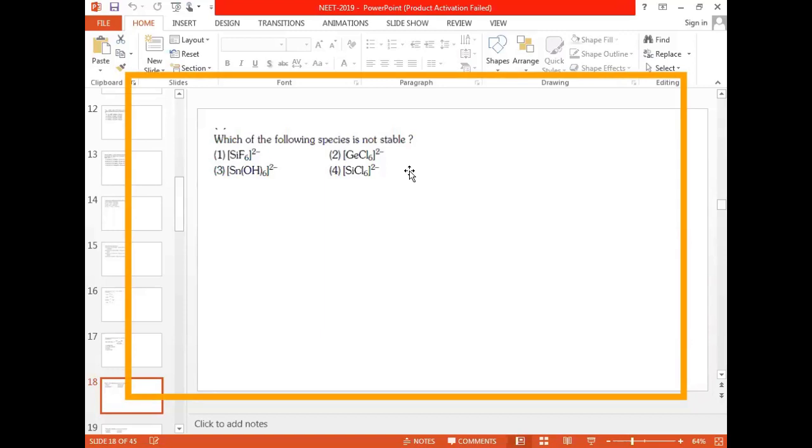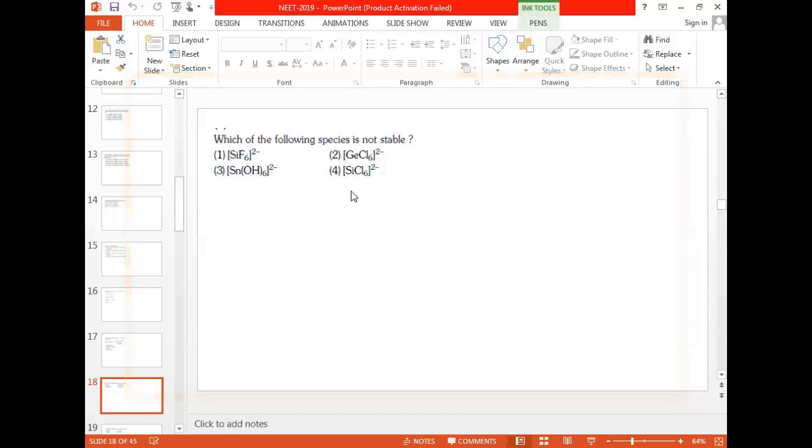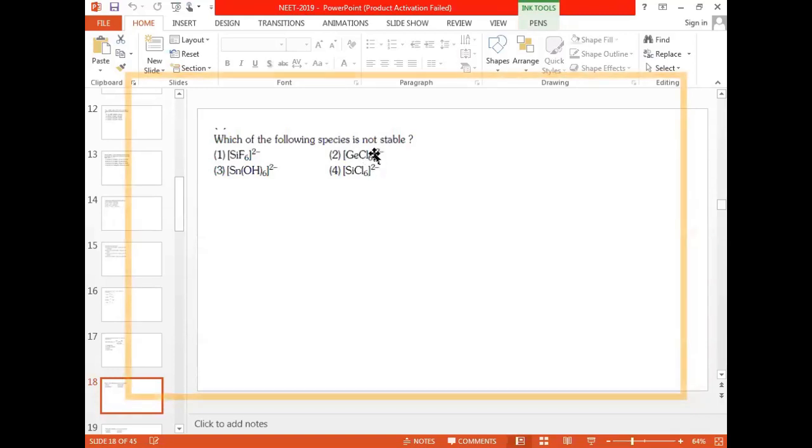Germanium, after silicon only germanium will come. After germanium, tin. After tin, what will come? Carbon, silicon, germanium, tin and lead. Lead we can take. Means if you come to the third member, here the atomic size also increases, which can accommodate 6 Cl minus ions. And after germanium, Sn also will come. Even Sn we can write, it can accommodate OH minus because Sn is a bigger central atom which can accommodate 6 OH minus.